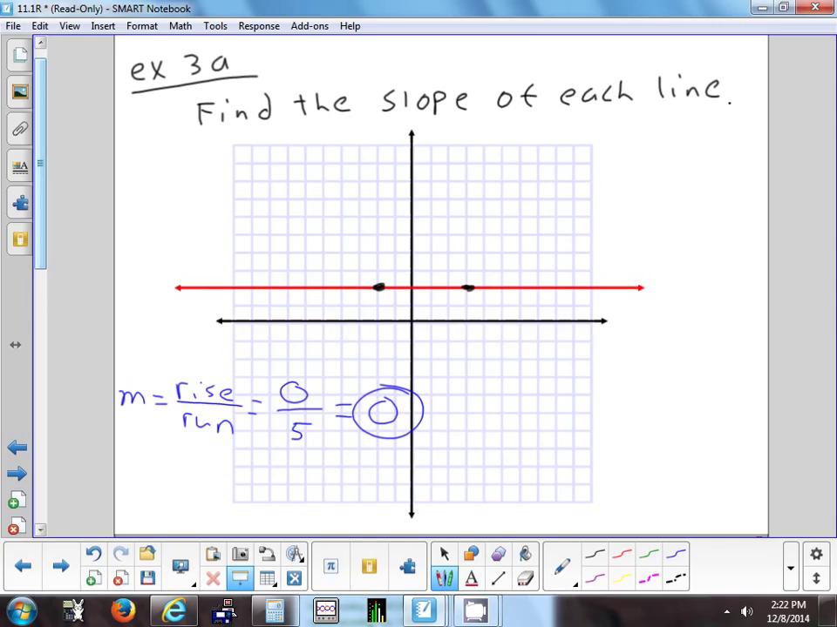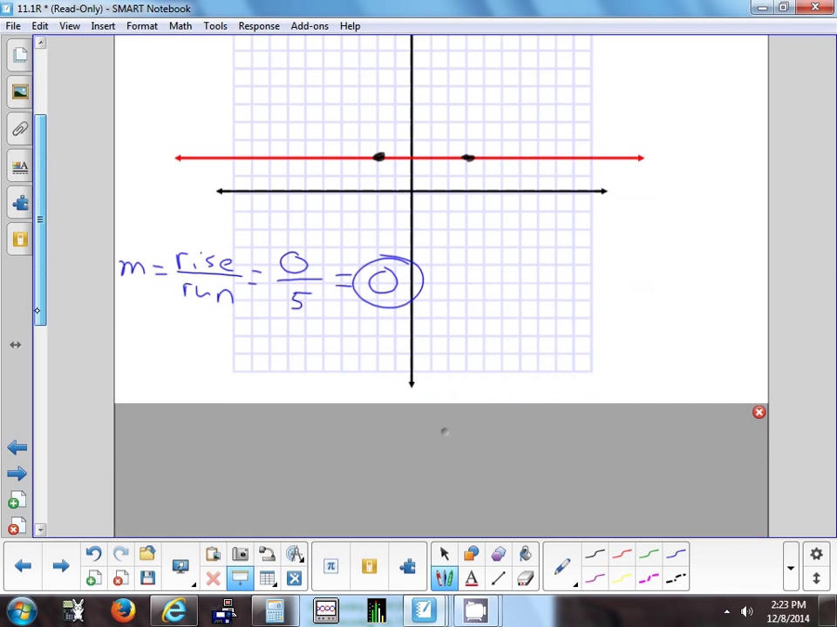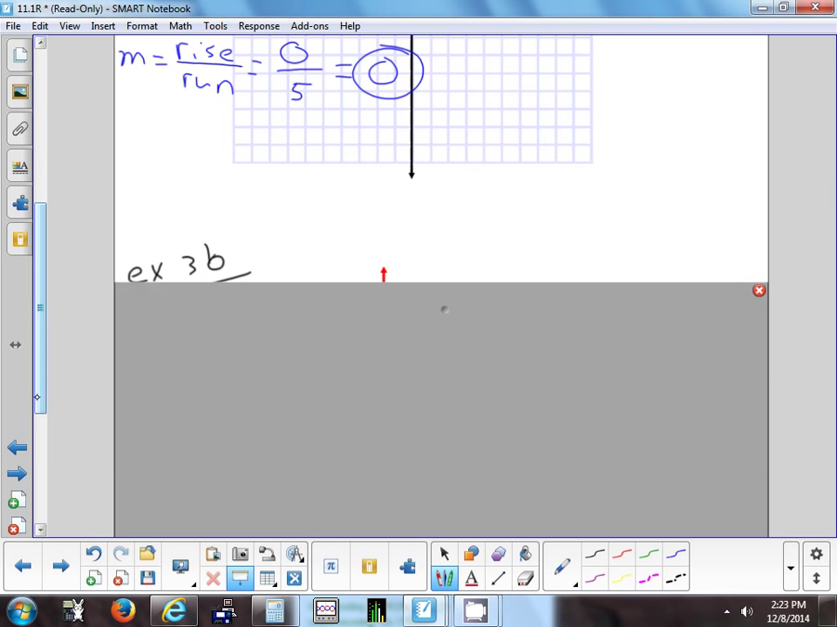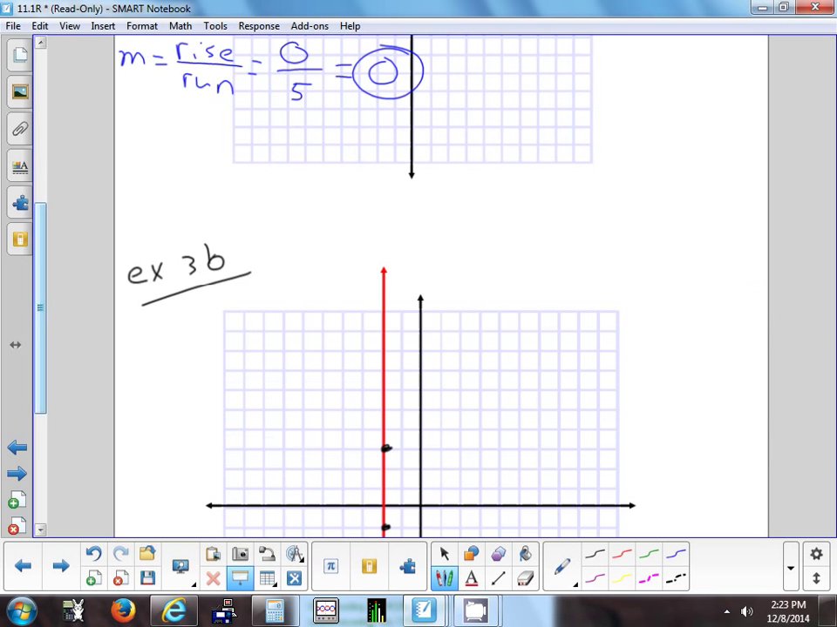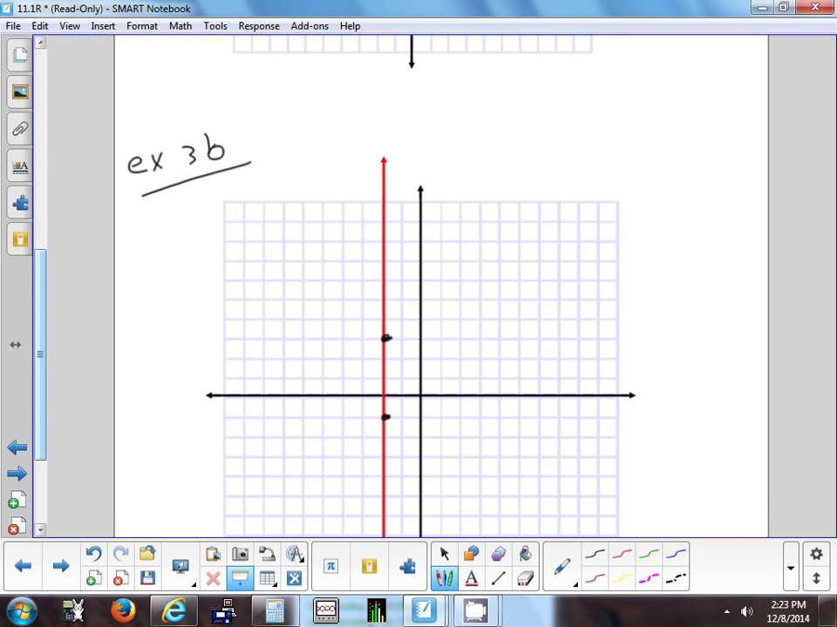Okay, so this tells us something. When you have a horizontal line, notice it's not slanting upward. It's not slanting downward. The slope is 0. It's perfectly flat. So a horizontal line has a slope of 0. If you didn't fill that in on the front of your notes, that's where you'd want to put this. You can put it right on the front of your notes.